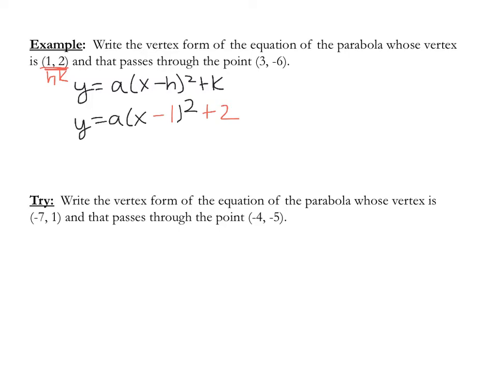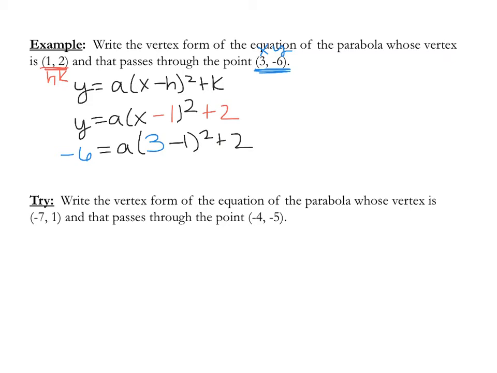And then if we look at the point, that also can get plugged in. A point comes as x comma y. So I'm going to plug those in for x and y. So it's going to be negative 6 equals a times 3 minus 1 squared plus 2.